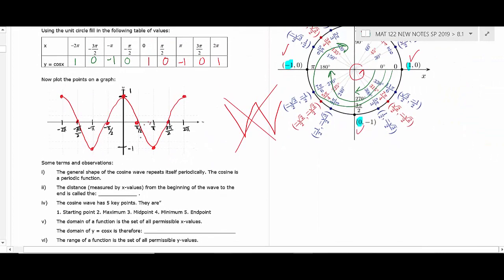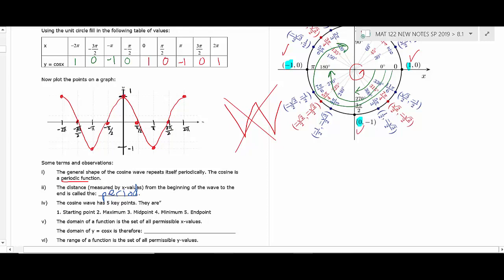Okay, so that's your graph. It's a periodic function because it will continue that shape over and over again. The distance measured by x values from the beginning to the end, again, is called the period. And I want to mention also with this that you can figure out the period, and it doesn't really matter where you start. You can start anywhere you want to.